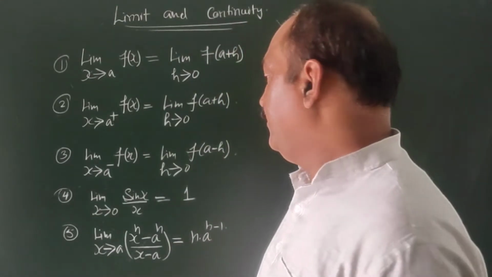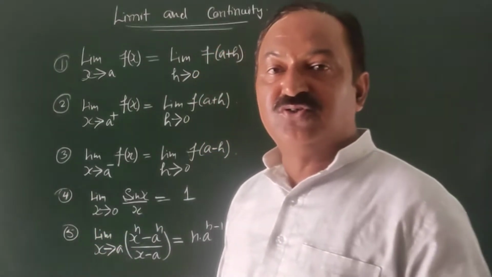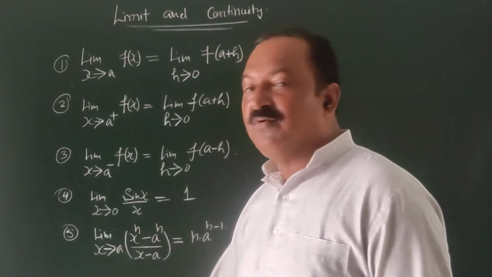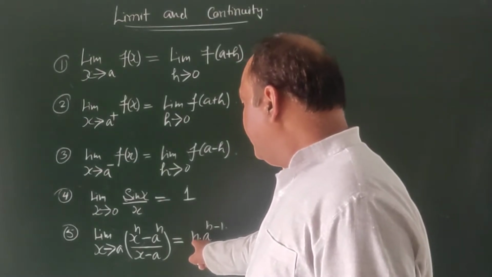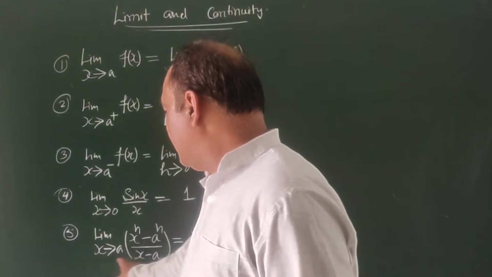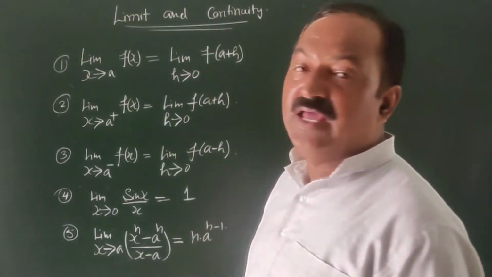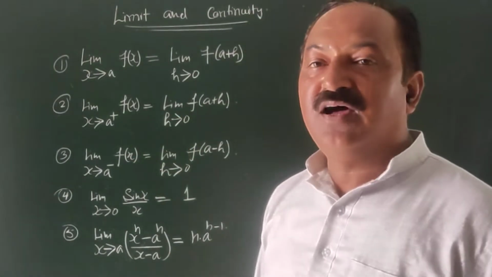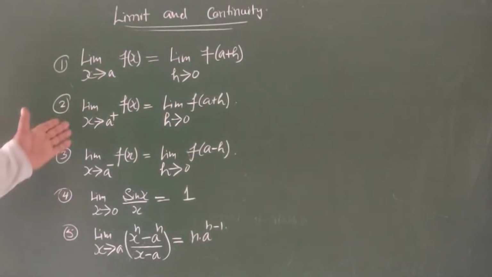And last, the fifth, is limit of x approaches to a x raised to power n minus a raised to power n upon x minus a, that is equal to n into a raised to power n minus 1. This is x and this is x, they are the same, hence it becomes n into a raised to power n minus 1, and this is the last formula of the limit and the continuity.